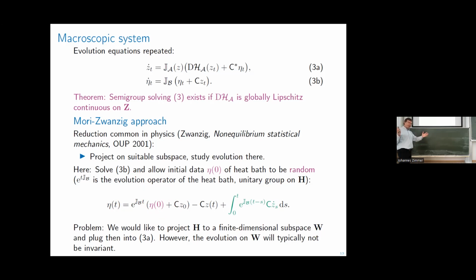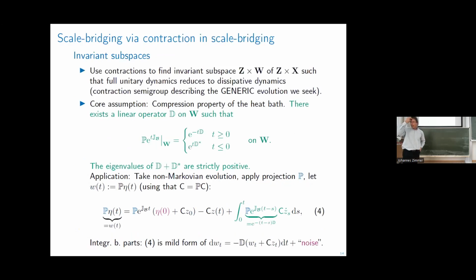And then, in the more expansive approach, they would apply projections. And this is where the trouble starts. If I take this equation and project to a subspace, typically the subspace will not be invariant. So the equation on a projected subspace is not well defined. So we need to find a well-defined subspace onto which we can project such that the projected evolution is well defined. And this is precisely the idea of contraction. That's why I introduced the dilations before.